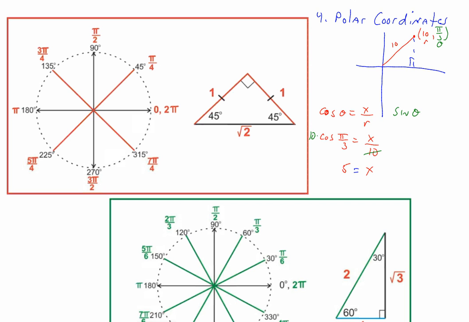Do the sine of theta equals y over r. And let's figure out the y coordinate. See, we're converting back to rectangular coordinates. So do the exact same thing for the sine, and we'll get the y value.